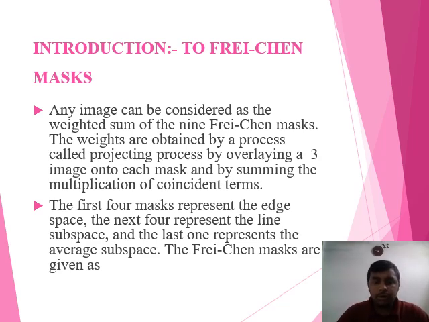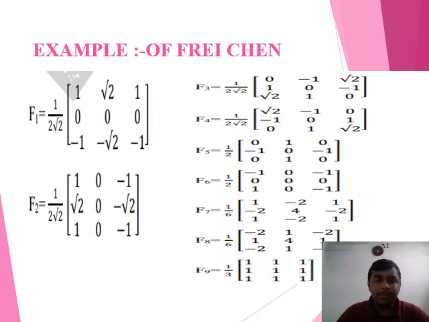The first four masks are considered as the main space, and the next four are represented as the subspace, and the last one represents the average subspace. It means the first is main space, the second is subspace, and the last one is average space. The Frei-Chen masks are given as follows, so now we are going to see the algorithm example.